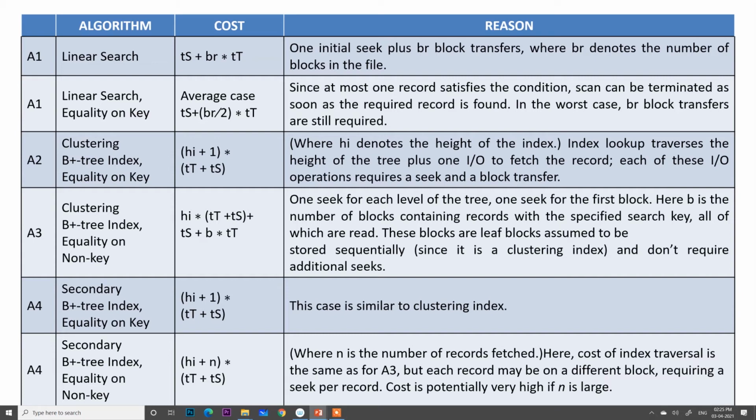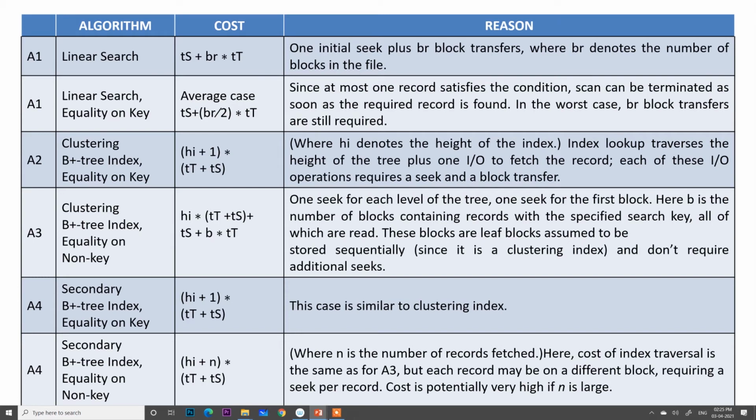The next algorithm is secondary B plus tree index, which deals with equality on the key. So here you can see the similarity. It is sharing the same cost as the clustering index, that is the case A3. So both are sharing the same cost.